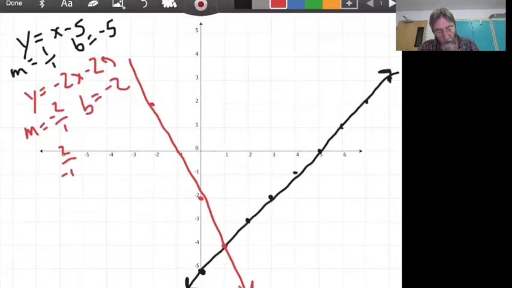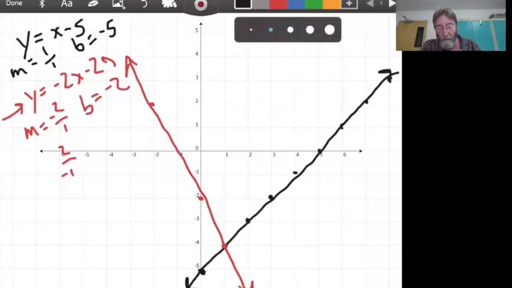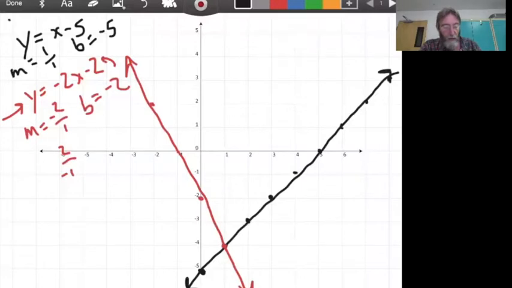Now what we have to remember is that every point that's on this red line solves the equation y equals negative 2x minus 2. They're all combinations of x and y that solve that equation. And every point that's on this black line solves the equation y equals x minus 5. We're looking for the point that solves both of them. Well, I think we can clearly see that the point that solves both of them is going to be this guy right here.